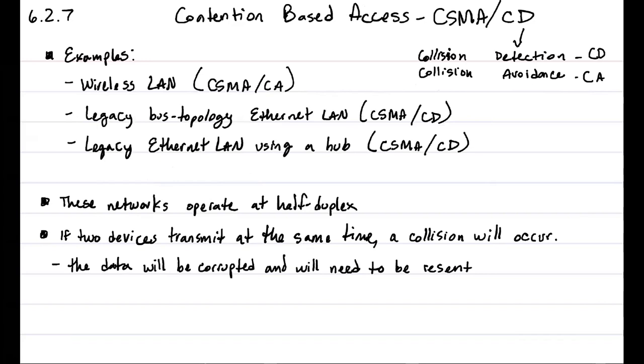All right, we have contention-based access, CSMA/CD, collision detection, remember that. Examples of contention-based access: again, wireless local area networks use CSMA/CA. Legacy bus topology Ethernet LANs, and legacy Ethernet local area networks using a hub use CSMA/CD, same as the bus topology. And a hub is just going to be a device that splits the signal.